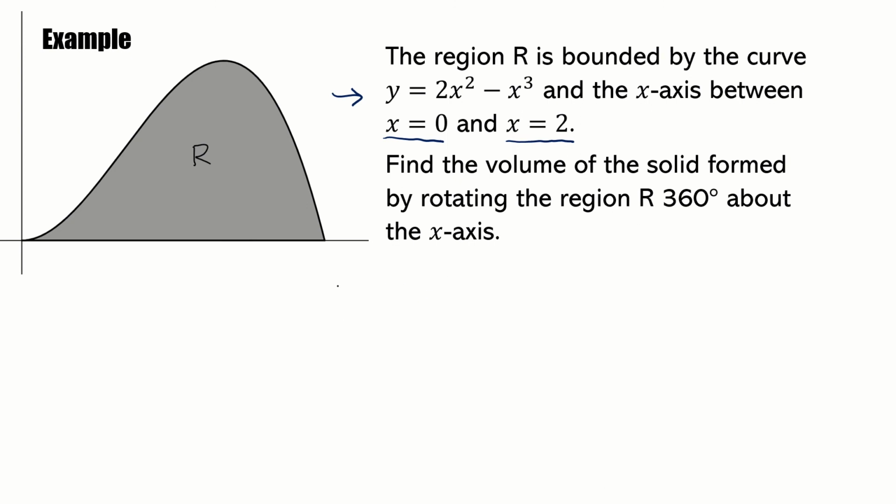So all you've got to do is use this stuff in the context of the volumes of revolution formula. So the volume is going to equal pi lots of the integral from 0 to 2 as our limits of (2x squared minus x cubed), but this is volumes of revolution, so we've got to square that expression, and we're going to be integrating with respect to x.